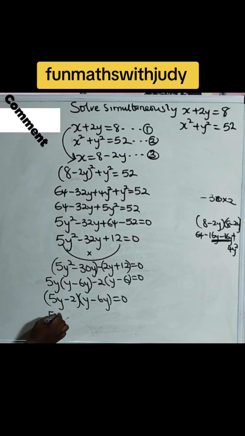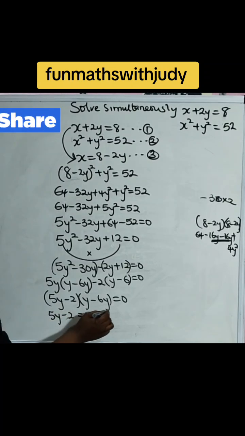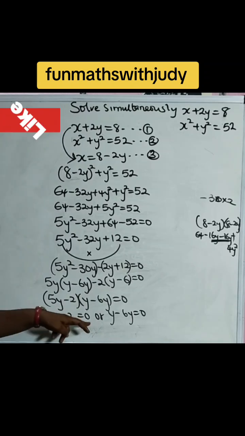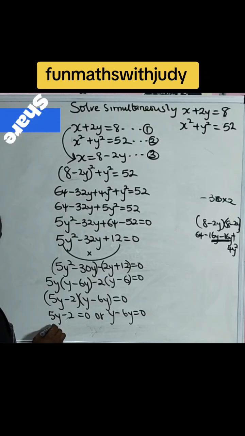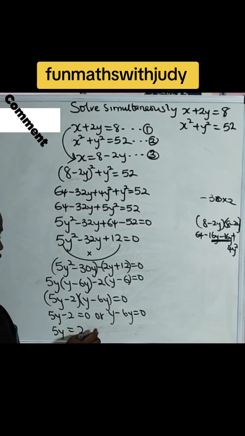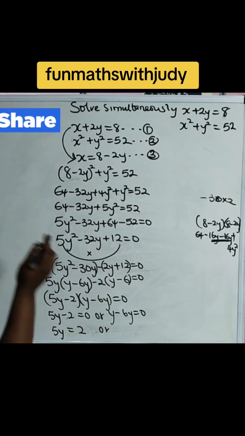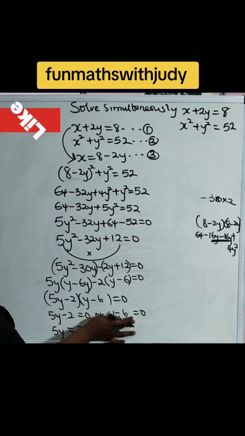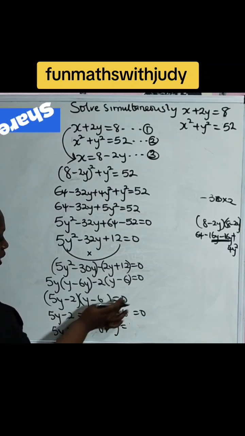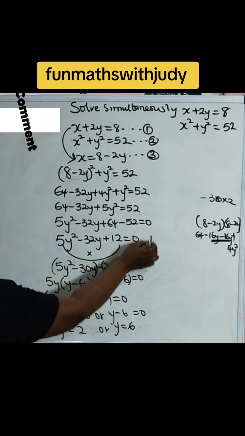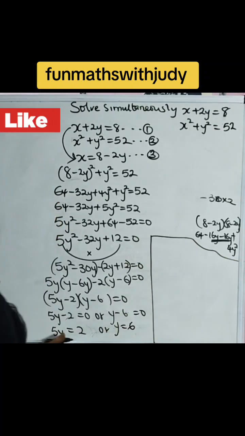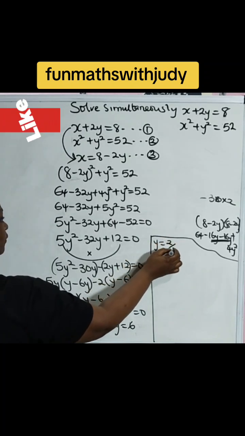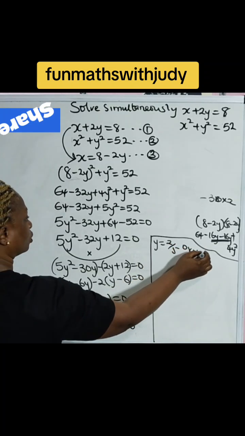This will tell us that 5y minus 2 equals 0, or y minus 6 equals 0. Now these two will cross over, the equality sign. We'll now have that 5y is equal to 2, or y is equal to, this minus crossover, 6. Now from here we have that y is equal to 2 over 5, or y equal to 6.